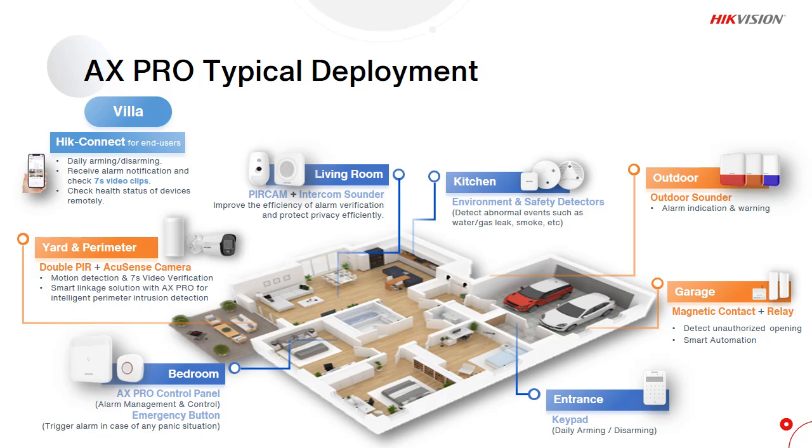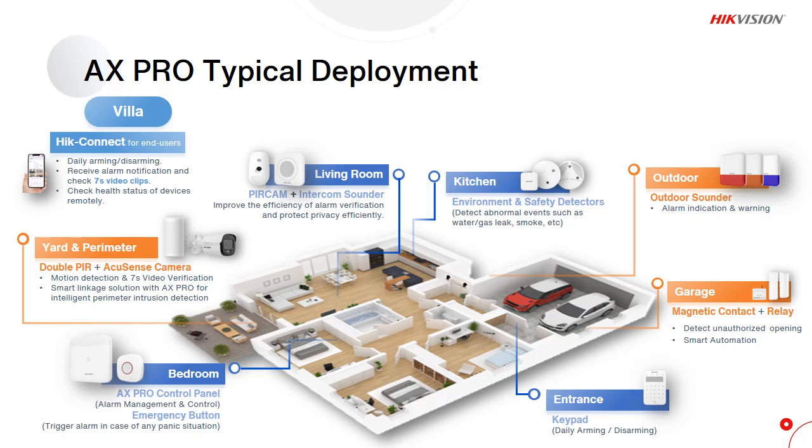As we mentioned previously, the first step is to install the devices, but we need to understand how to deploy the system. We can tell from this picture, that is typical deployment of AX Pro system. The typical scenario for wireless alarm system is residential use, so we showcase this system in a villa or a single family house. Starting from bedroom, it is recommended to install control panel there because it is hidden from the public area, while emergency button is optional just in case any emergency occurrence.